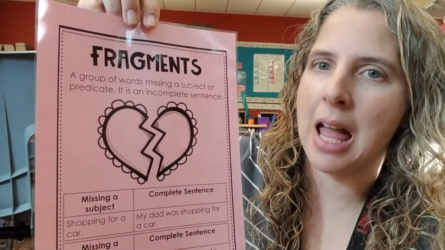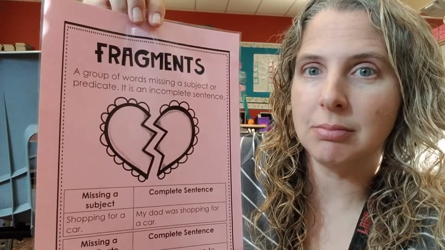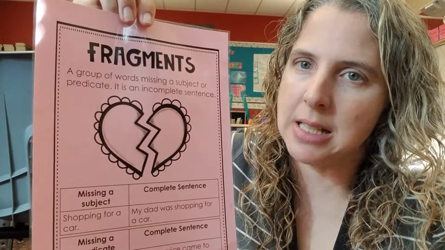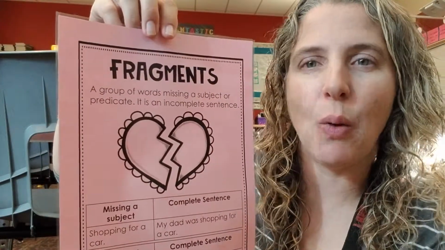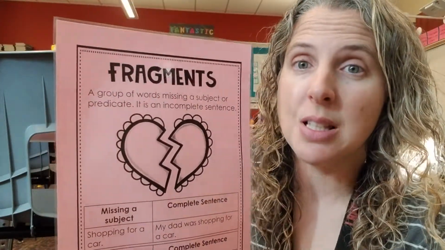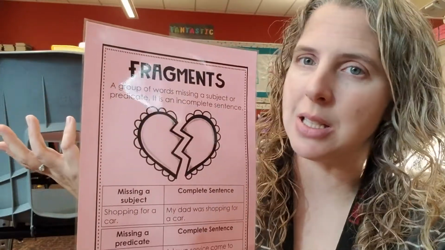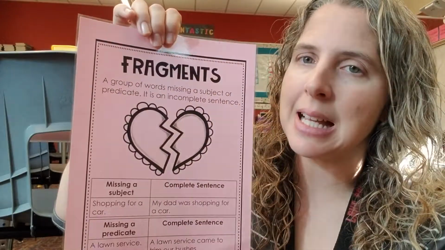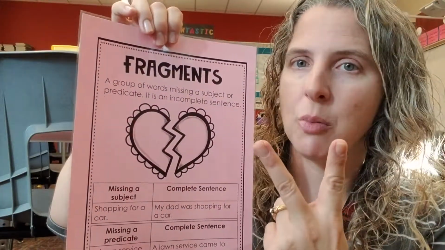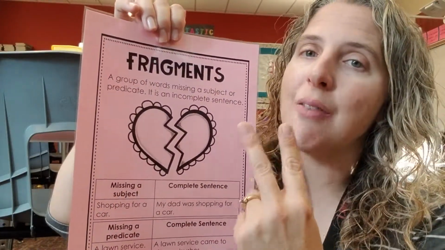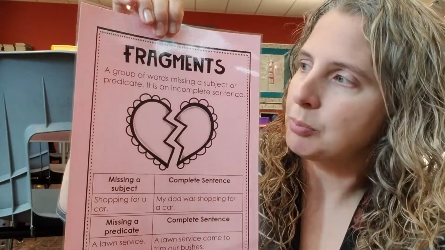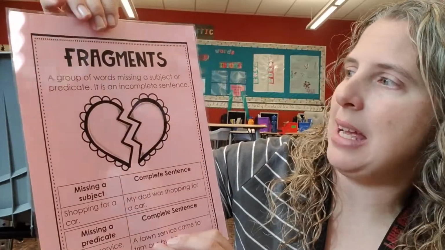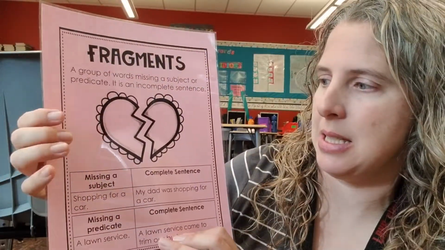So it might say, my dog. We know that you're talking about your dog, but we don't know what your dog did. Or the sentence might say, went to the store. We know somebody or something went to the store, but we don't know who did it. So a sentence has to have both the subject and the predicate. Remember, that's like the peanut butter and jelly. Every sentence has to have both parts. If it's missing either part, it's a fragment. Okay, it's an incomplete sentence.